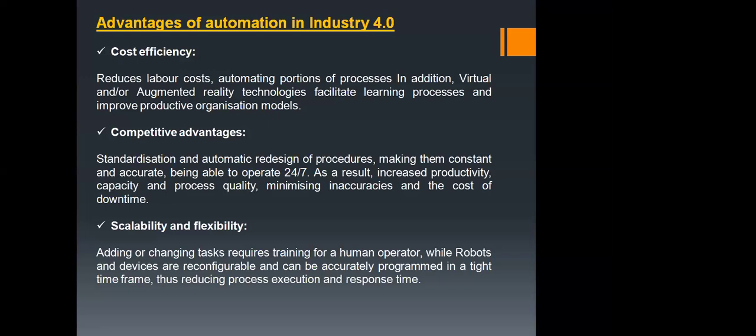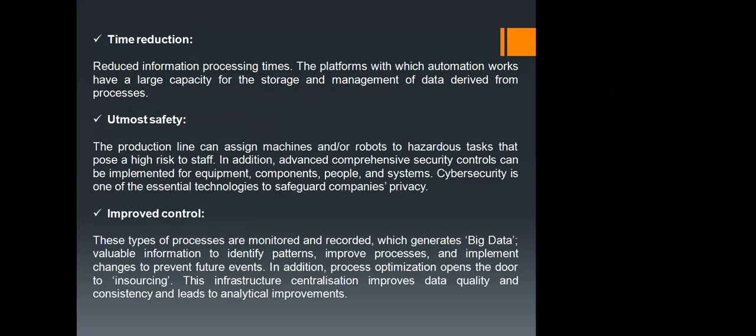Scalability and flexibility is another advantage. Adding or changing tasks requires training for a human operator, while robots and automated devices are reconfigurable and can be accurately programmed in a very short time, thus reducing process execution and response time. So scalability and flexibility is another advantage in implementing automated technologies. Time reduction: reduce the information processing time. The platforms with which automation works have a large capacity for the storage and management of data derived from the processes. So time reduction is another advantage.